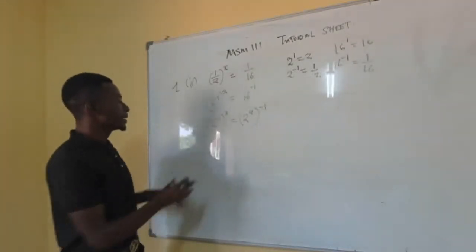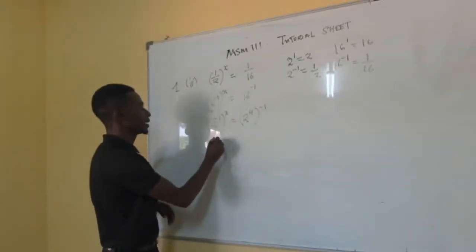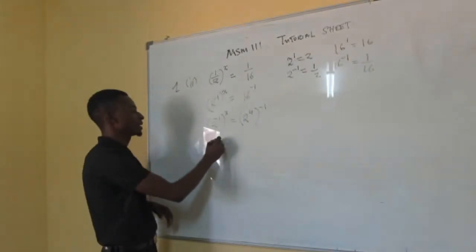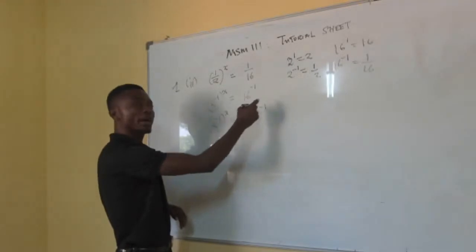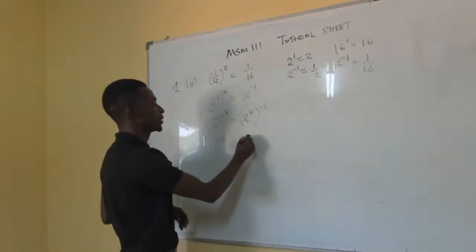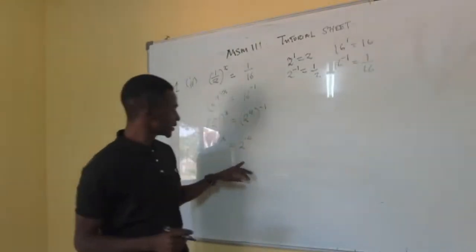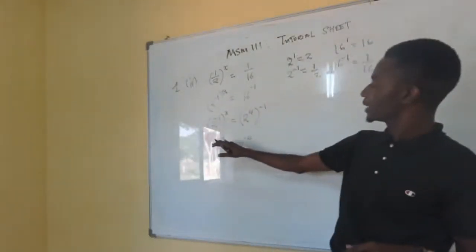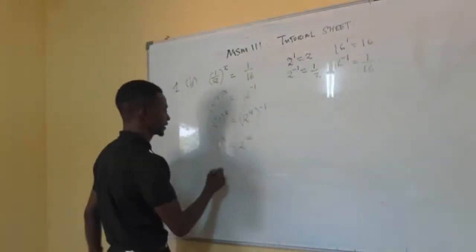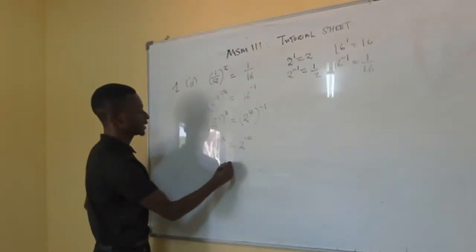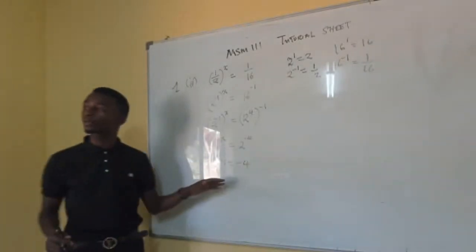Now let's multiply the powers. We have 2 to the power, if we multiply negative 1 by x, we get negative x, equal to 2 to the power, if we multiply 4 by negative 1, we get negative 4. Now, since we have the same bases, we can equate the exponents. Equating the exponents, negative x equal to negative 4.